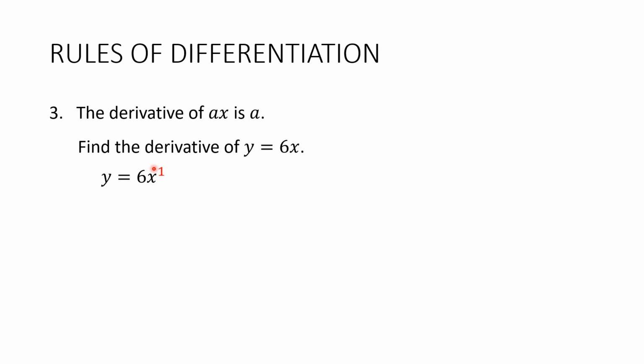The 1 comes down and multiplies by the 6. X. Drop this power by 1, becomes 0. And what is anything to the power of 0? It's 1, isn't it? So that actually just cancels out. It's the same as 6 times 1, which of course is 6. So let's have a look at our rule. The derivative of ax is a, the derivative of 6x is 6.